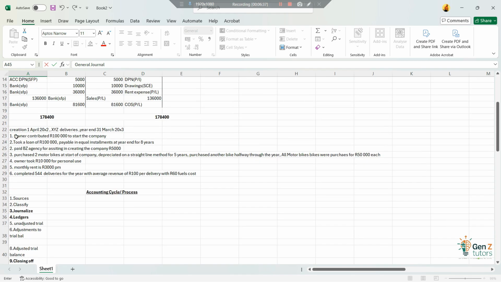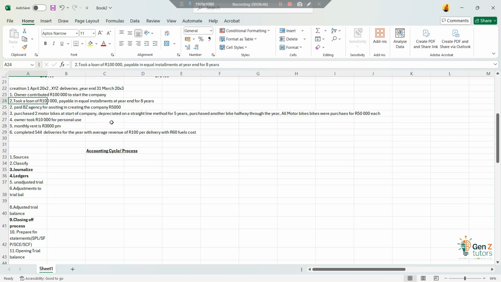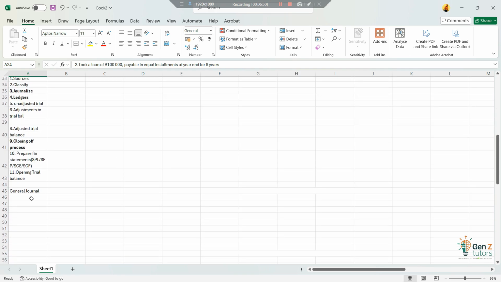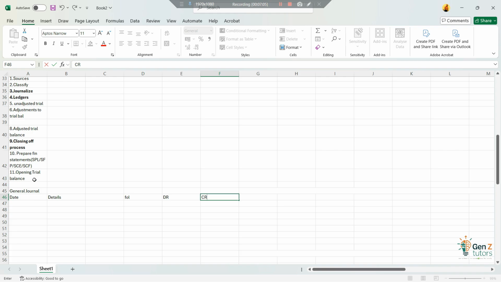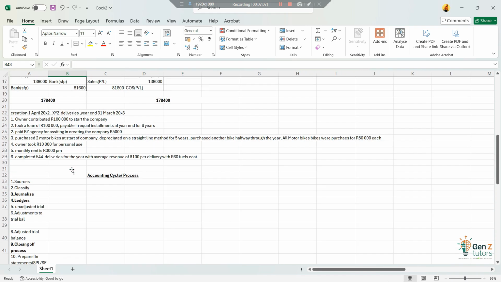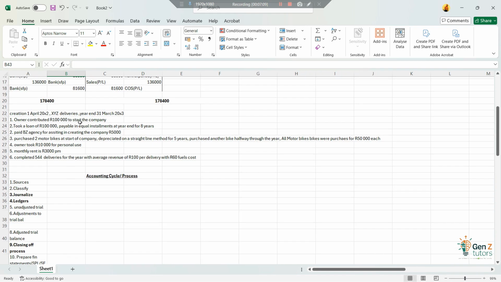And since you do note that we did not include dates over here, except for the date of the beginning of the year when the company was created to the end, and then the other transactions, it's fine. Since we did not use the dates, it's fine. We'll just continue as normal. So now, even though the format should be date, then details, and then folio, and then we'll have our debit, and then our credit over here, right? Then we are fine. Then from this particular situation, what we have, the owners contributed 100,000 to start the company.